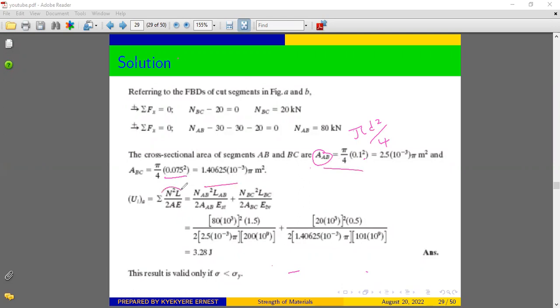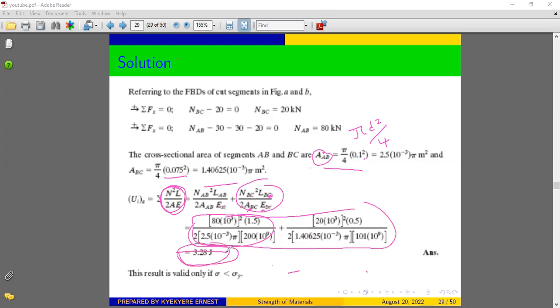And now we put them into this formula, which we are saying is the formula for finding the strain energy. So we have already calculated A and B. We know the length of AB. We then 2 times the area we know, and we are told that AB is made of steel. We also know the modulus of elasticity. So we put all of them there. And then we do the same for BC. We know the force in BC. We know the length of BC. We know the area. We know the modulus of elasticity for the brass. And then once we put them together and we sum them, we will get the strain energy for that side.